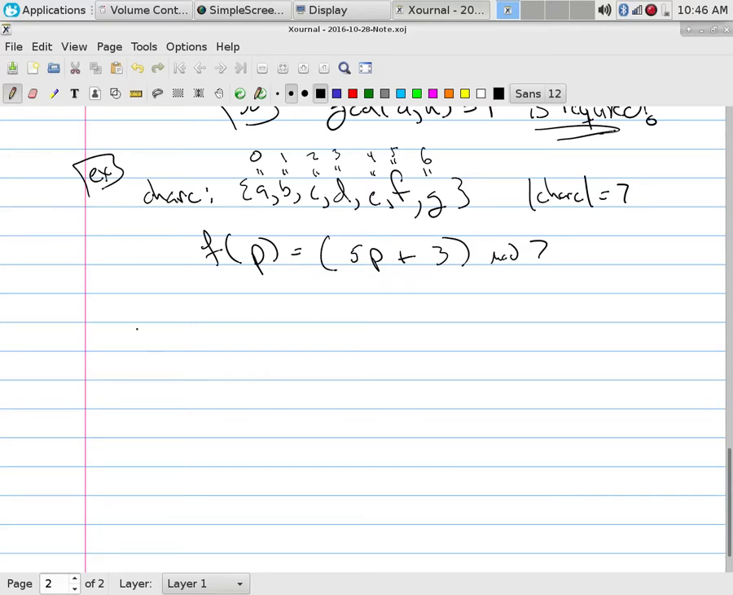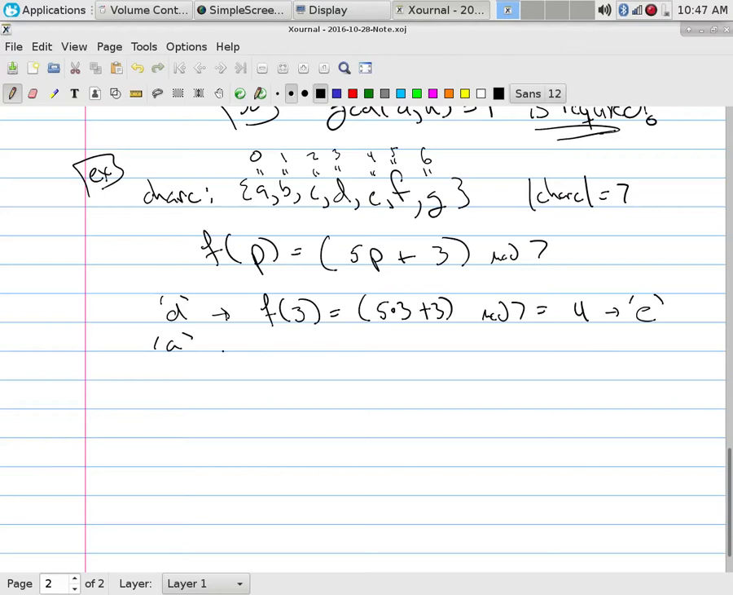So anyways, what would D encode to? That would be F of what? What is D? 3. That is going to be 5 times 3 plus 3 mod 7. What's 5 times 3? 15. What's 15 plus 3? 18. What's 18 mod 7? 4. And so that tells us that D has gone to E.